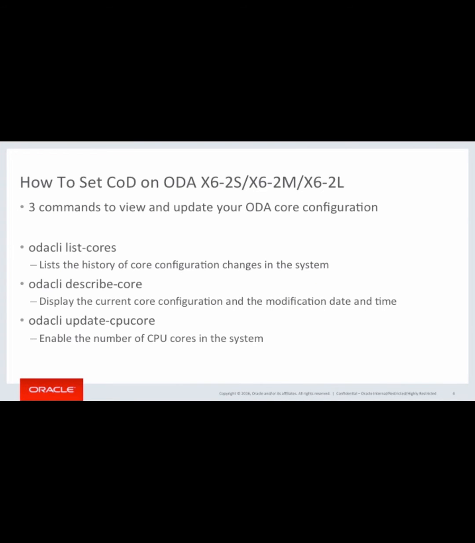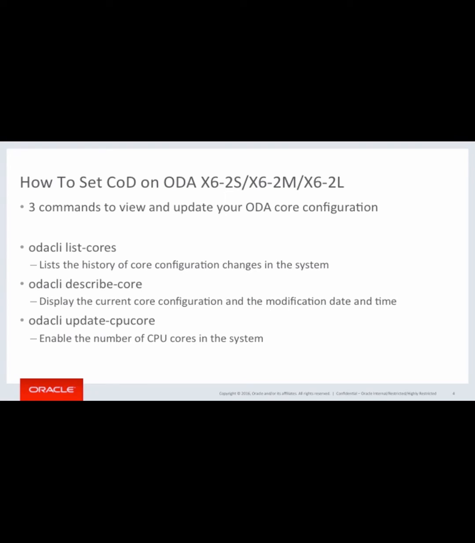The 3 commands that you would use on the Oracle Database Appliance X6-2S, X6-2M, and X6-2L are ODACLI list-cores, which lists the history of the configuration changes in the system. ODACLI describe-core displays the current core configuration and the modification date and time. And then finally, ODACLI update-cpucore. This is what will enable the number of cores in your system.